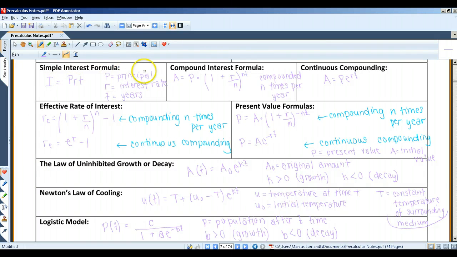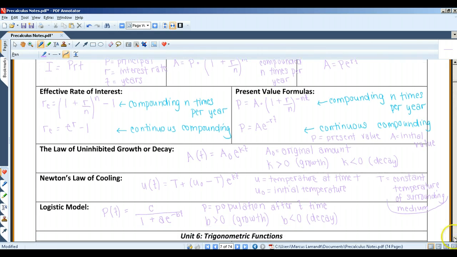Alright, you guys, go ahead and copy down these equations. Depending on what kind of problem you come across, these equations come in handy. Feel free to pause and rewind as needed. And that's all for Unit 5.